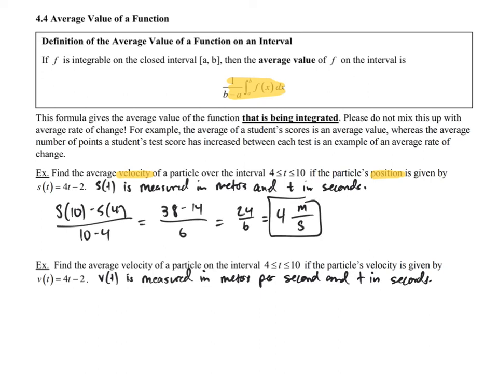Now in the second example, it says once again, find the average velocity of a particle if the particle's velocity is given.